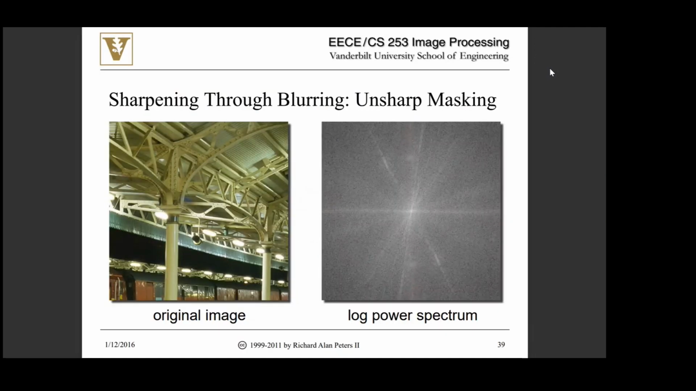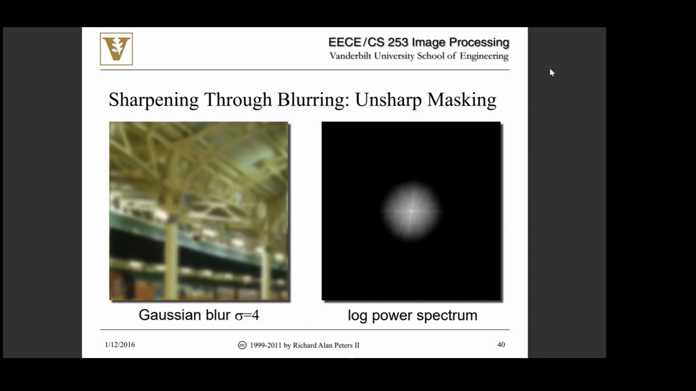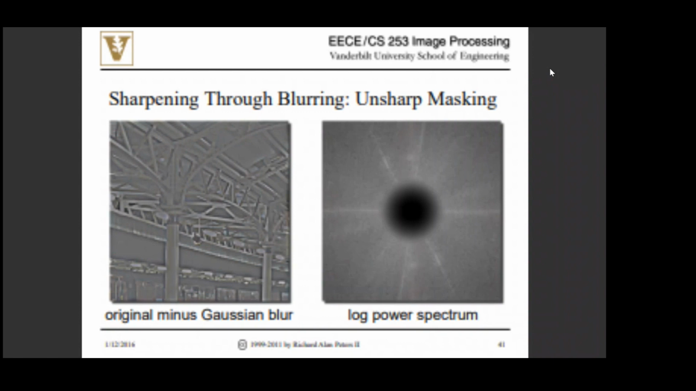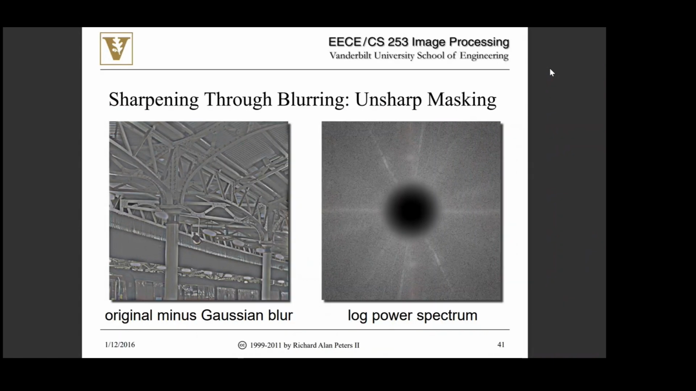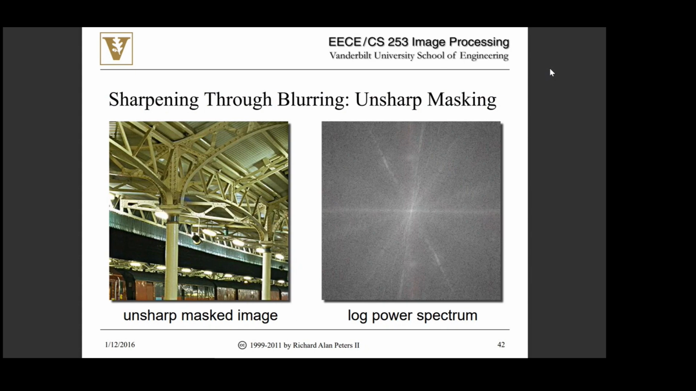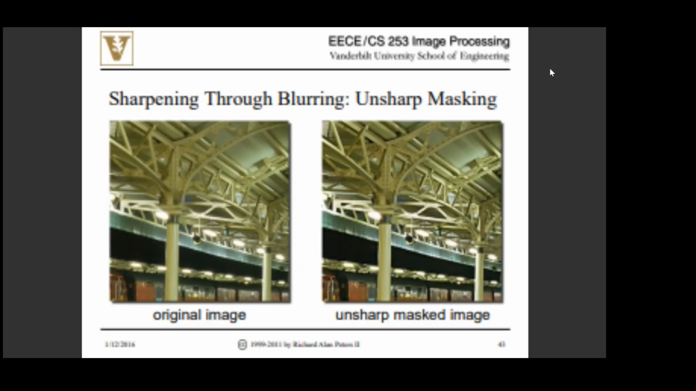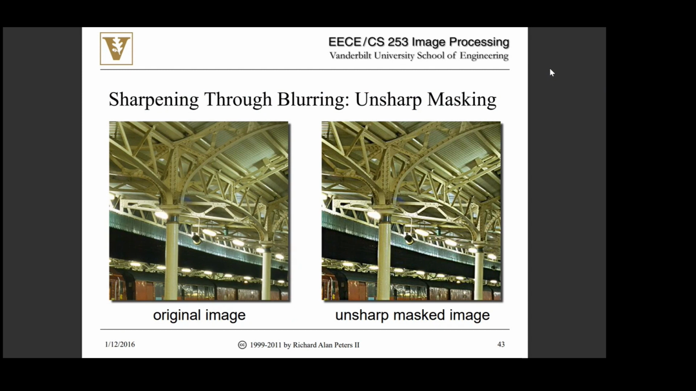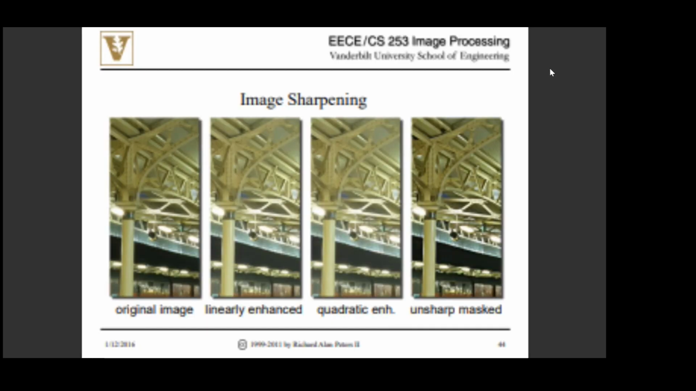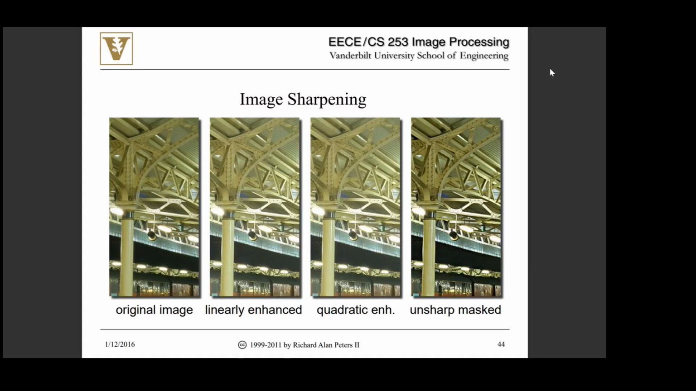And here is how it works. So we have the original. Now we blur it. This is 1 minus the blurring, so 1 minus the blurring is the high-pass. Now we can add them to the original. Here we have the original and the unsharp. And we can compare to other ways of sharpening. So this is with the Gaussian, this is the quadratic enhancement, the linear enhancement. You may decide which one of them you like the most. I like this one better.